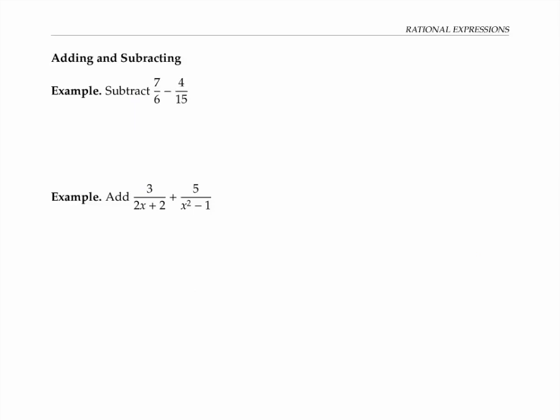Adding and subtracting fractions is a little more complicated because we first have to find a common denominator. A common denominator is an expression that both denominators divide into. It's usually best in the long run to use the least common denominator, which is the smallest expression that both denominators divide into. In this example, if we just want a common denominator, we could use 6 times 15, which is 90, because both 6 and 15 divide evenly into 90.